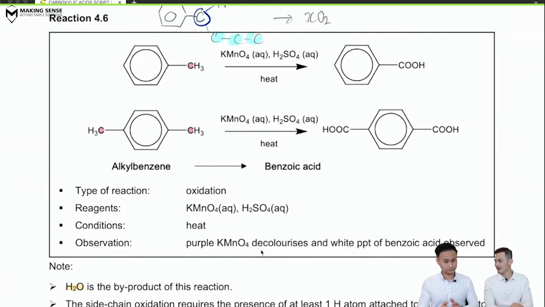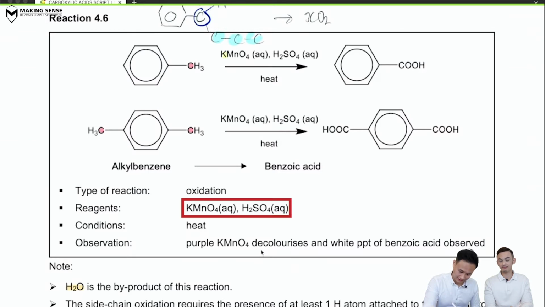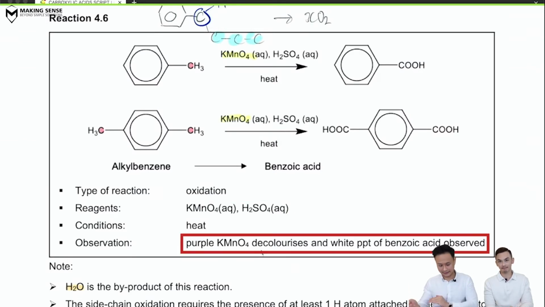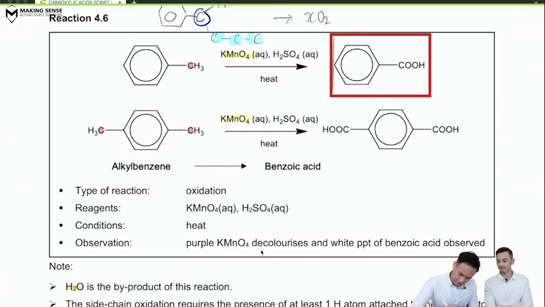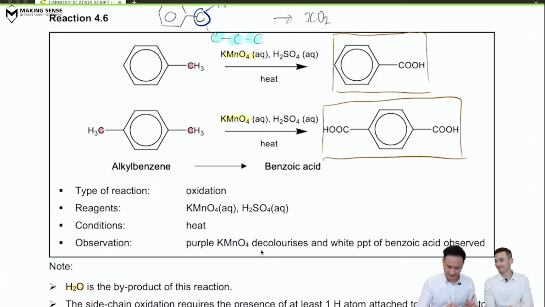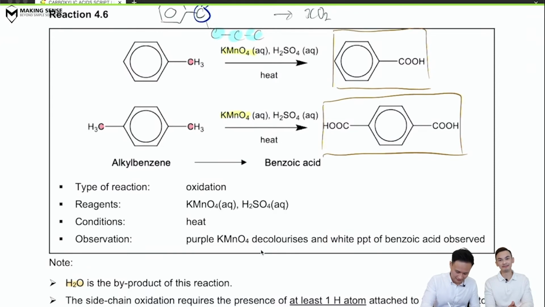All right, and also one small thing to remind everybody is when you write the observations, there are always 2 things to discuss, isn't it? What are the 2 things? You need to remember, guys, we're using a strong oxidizing agent here, KMnO₄. So it will turn from purple to colorless. That is the first observation. And the second thing is this. This is what we have here, a benzoic acid. And Mr. William, remind me, a benzoic acid is what color? It's white, it's a white precipitate. So it's a precipitate that is white in color. Remember that. Okay? And that's it for reaction 4.6.